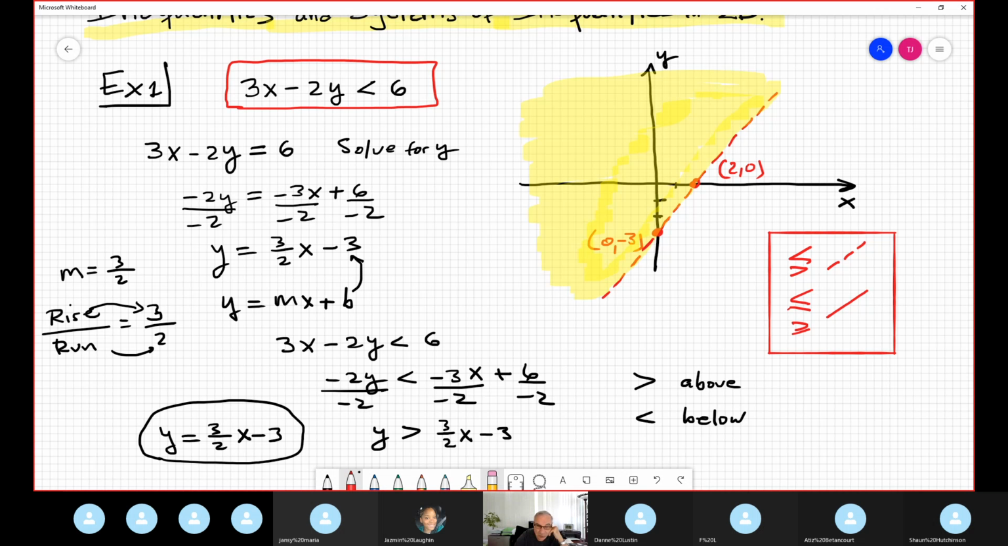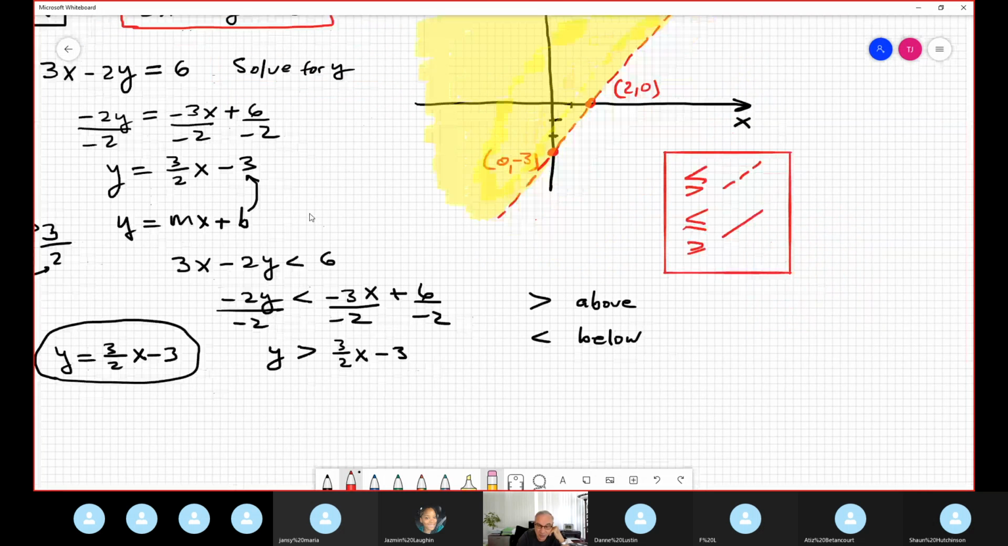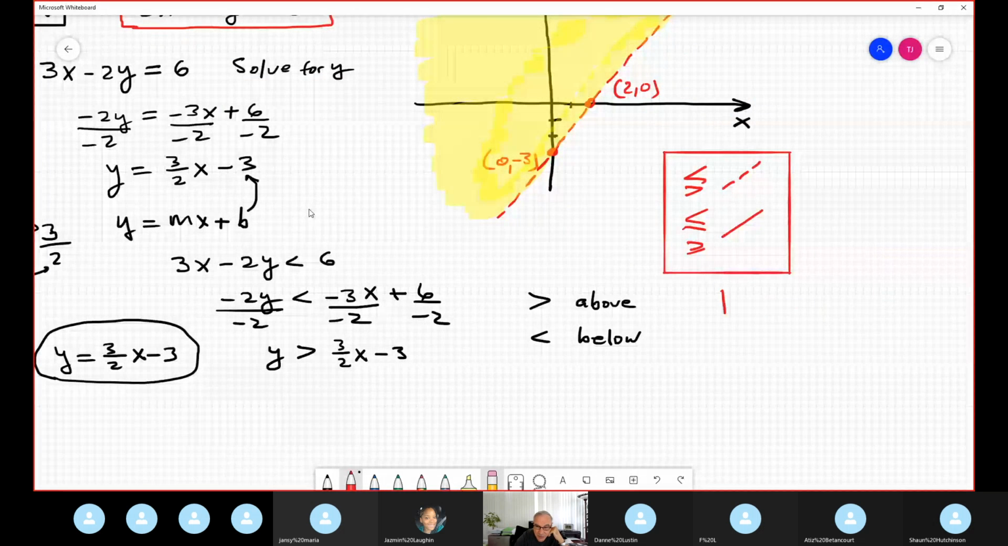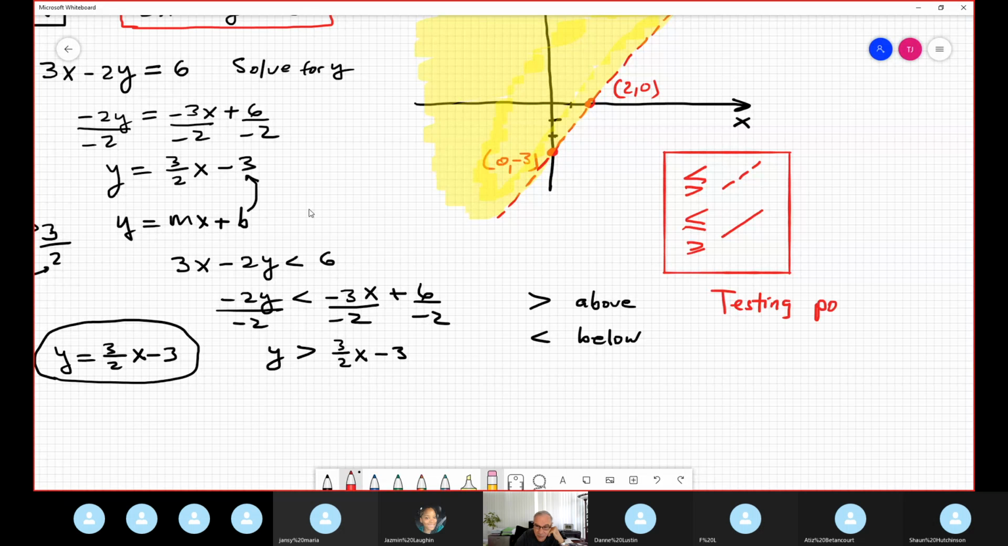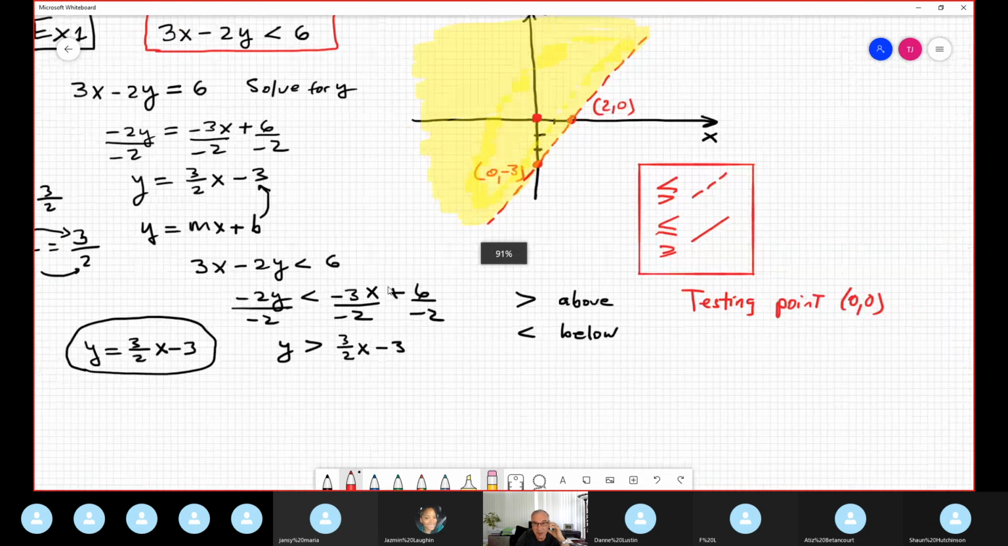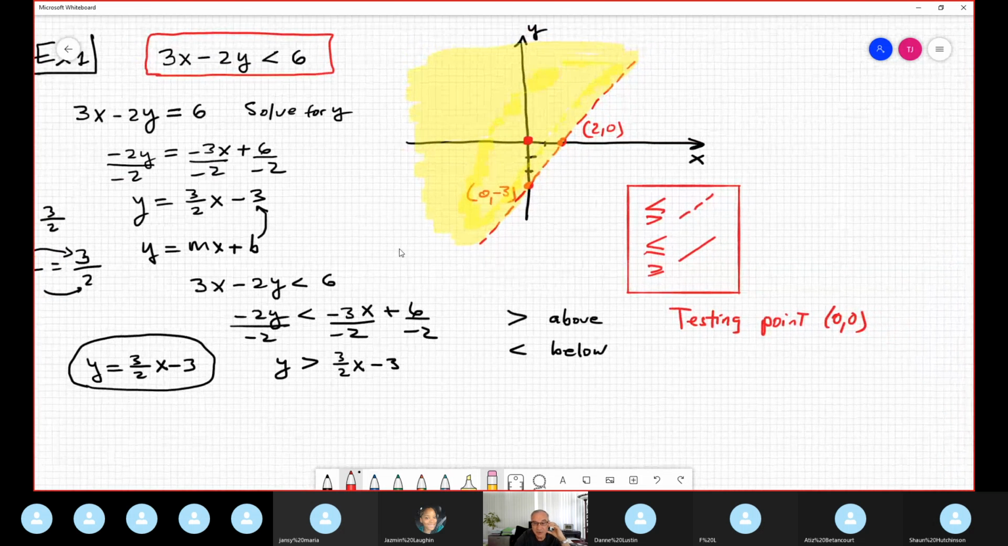Another way to do it is using a testing point. You select an arbitrary testing point. The most common testing point is 0, 0 because zero is easier. 0, 0 is a point here. I'm plugging it into the original inequality. Remember, we have two possibilities: it's above or below. We say 50-50. Therefore, it's super easy to discover what semiplane this is. Using a testing point, you plug it into the original inequality. It's 3 times 0 minus 2 times 0 should be less than 6. And 3 times 0 is 0, and 2 times 0 is 0, and 0 minus 0 is 0, and 0 is less than 6. This statement is completely true.